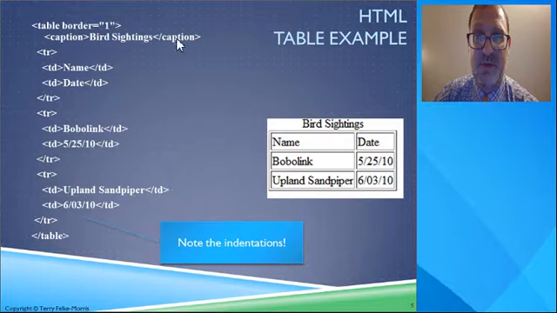The caption surrounds the text of the caption. So this is pretty standard. Then within each table row, you have the table data. Okay, so I have 2 table datas in each row, and that specifies the number of columns. The number of columns is taken care of by how many TDs you have within each row.